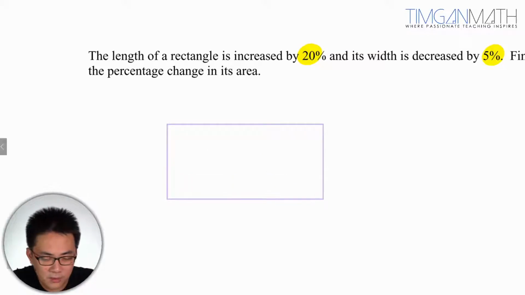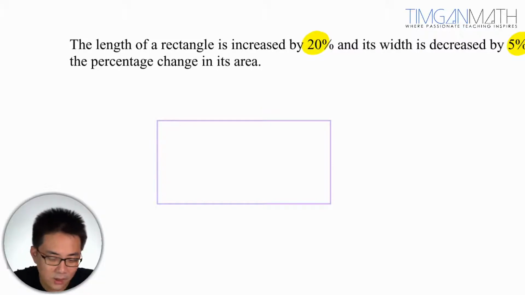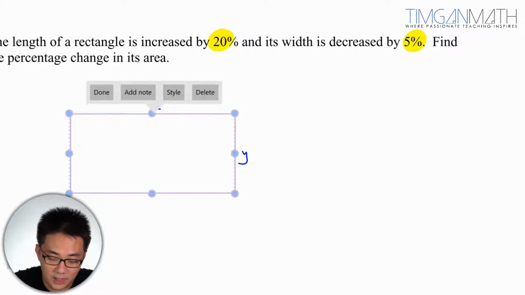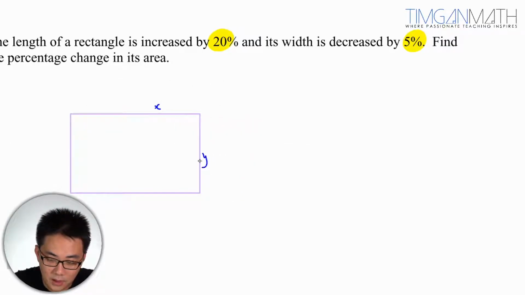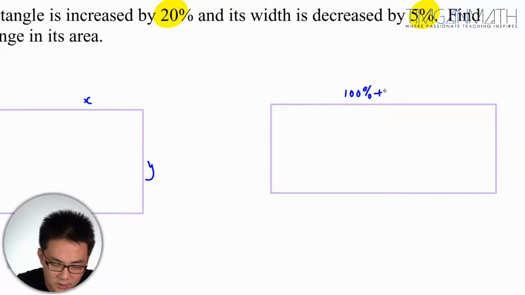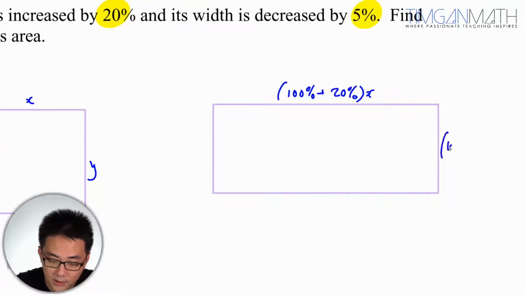The first thing is, if this is too complicated, I would suggest we put a value to the sides of the rectangle. For example, the length and the breadth, you just let them be x and y. You're told that one is increased by 20%, and the other is decreased by 5%. So this will be 100% plus 20% of x, and this would be 100% minus 5% of y.